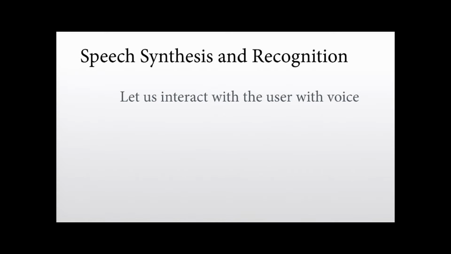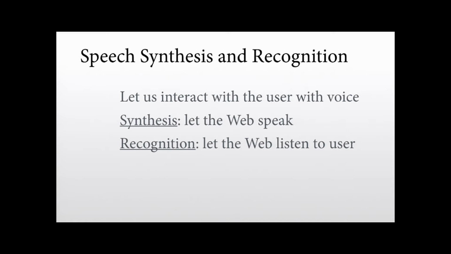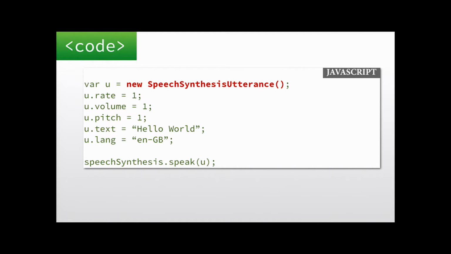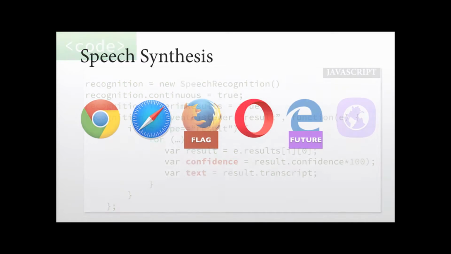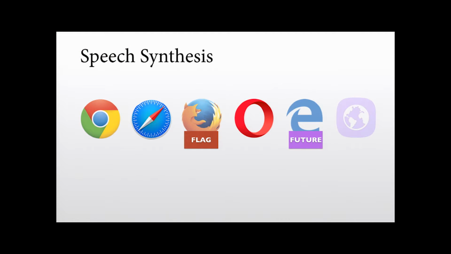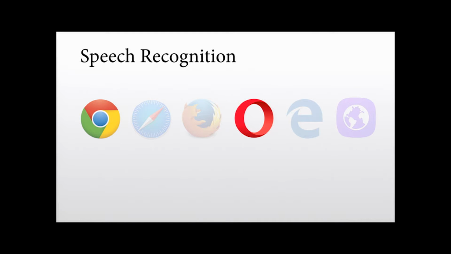Speech synthesis and recognition let us interact with the user using our voice. Synthesis lets the web speak, and recognition lets the web listen to the user. So, for example, to speak, you just create a new object, you set a couple of properties, and you say speak. Okay, and it works. If you want to recognize speech, you create a new speech recognition, you set a couple of properties, you have a result event, and you're going to get the confidence and the text. And let me show you this in action. Synthesis is available in Chrome, Safari, including iOS, Opera, and it will be in Edge in the future. And recognition is more experimental. It's Chrome only and Opera, because it's Chromium.